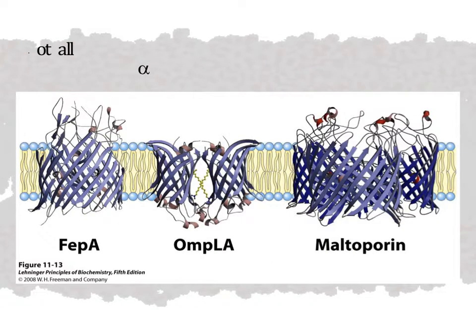Oops. That's supposed to say not all alpha helical. Can't you tell? It's like trying to figure out what the text was when it transferred from one version to the other, and it got lost. It's supposed to be not all alpha helical.